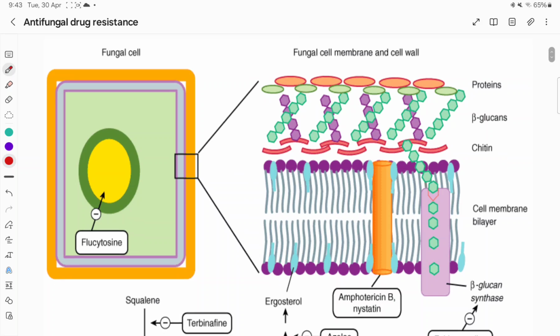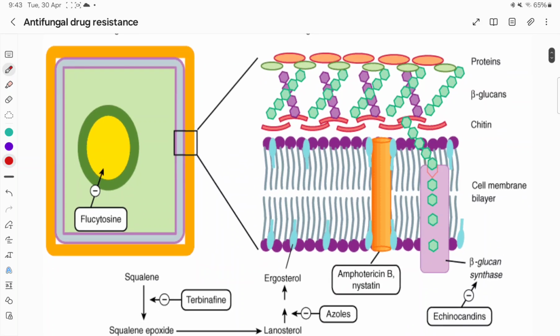So you can see here, echinocandins inhibit the beta glucan synthase. Amphotericin B, nystatin, these are the polyene antibiotics, and these polyene antibiotics bind to ergosterol and form pores through which there will be leakage of the essential nutrients and essential ions, so that will cause the loss of membrane function.